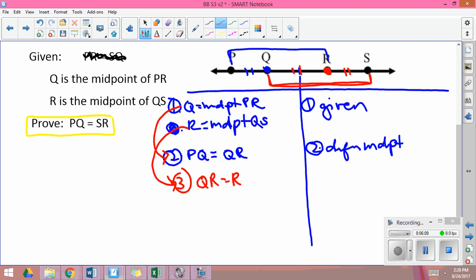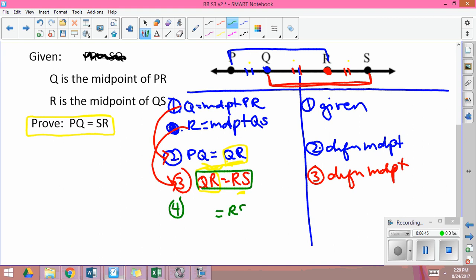QR equals RS, also by definition of midpoint. You notice how I mark the hash marks on my pictures? Look at what I have: 2 hash marks, 2 hash marks, 2 hash marks. PQ is the same as QR, and then QR is the same as something else. I could replace this by substitution. If those guys are all the same, I'm going to take this one, equals RS, but this time instead of QR, I'm going to say PQ.